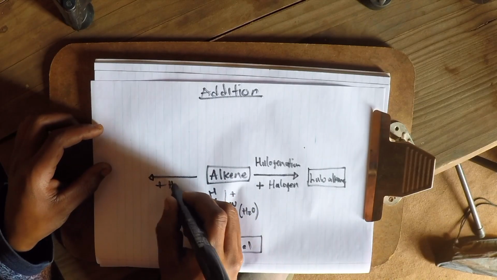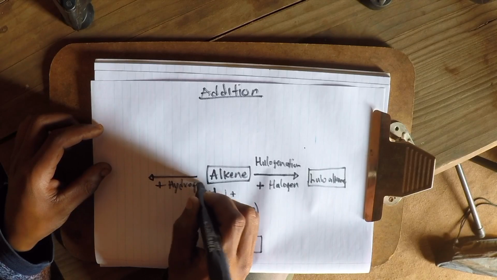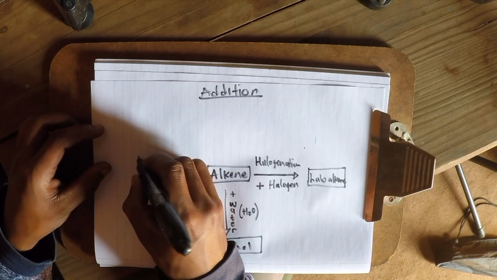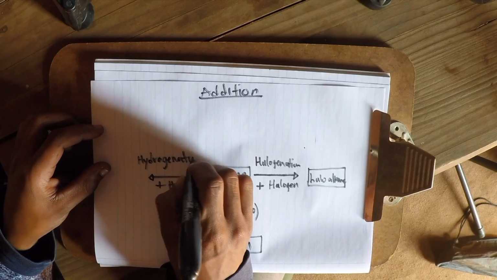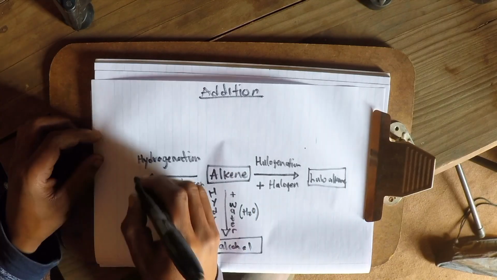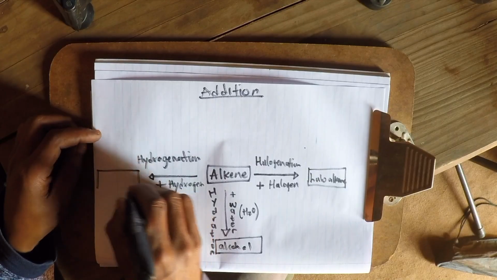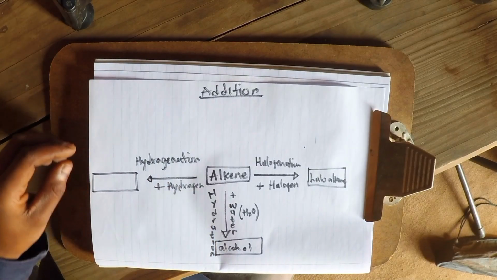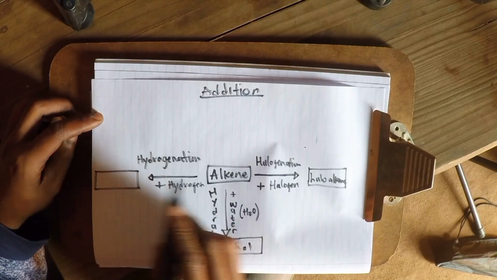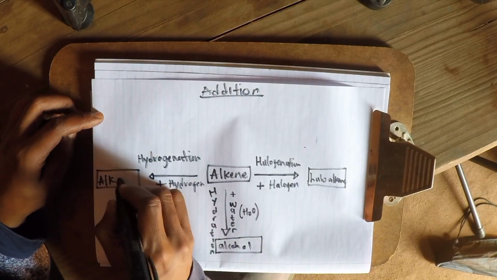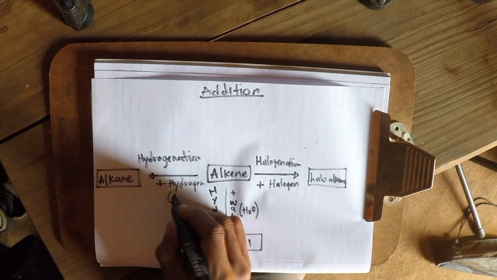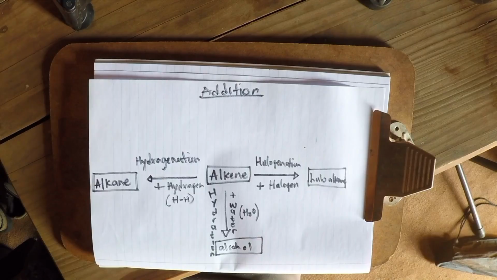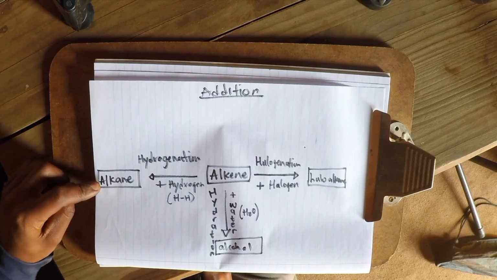If I add a hydrogen, the process is called hydrogenation. If I undergo hydrogenation by adding a hydrogen to an alkene, what will I get? An alkane, a saturated alkane, because I will break a double bond and add 2 hydrogens, and then I will have an alkane.